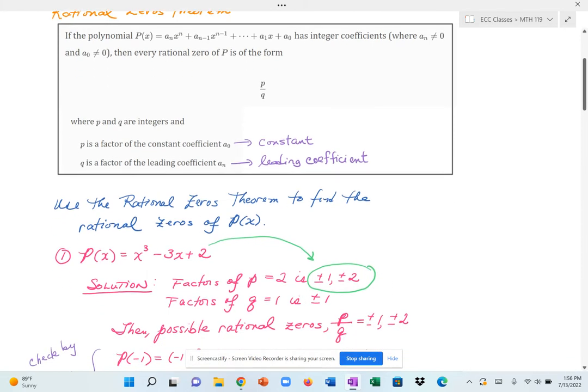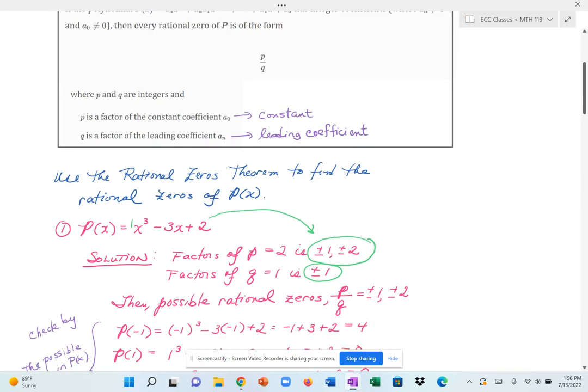And your factors of the leading coefficient of x cubed, which is 1, well, that's just going to be plus or minus 1. So if I look at the combination of possible numbers created by p over q, that could be plus or minus 1 over plus or minus 1, or it could be plus or minus 2 over plus or minus 1. So it's basically these possible four numbers. So either positive 1, negative 1, positive 2, or negative 2 are potential zeros of this polynomial.